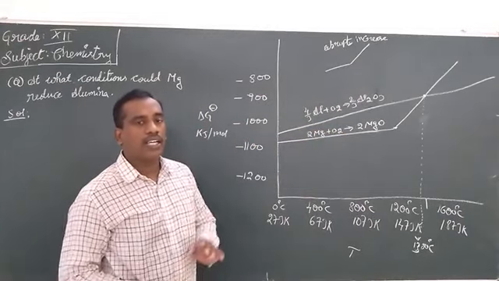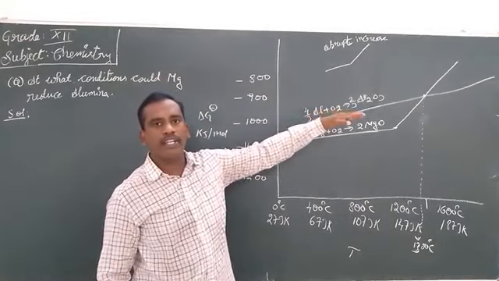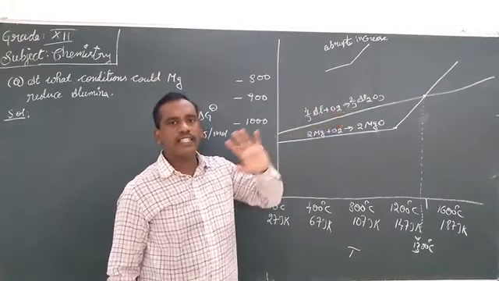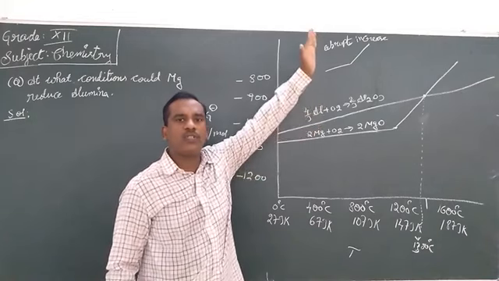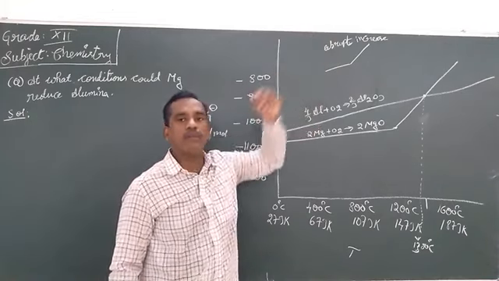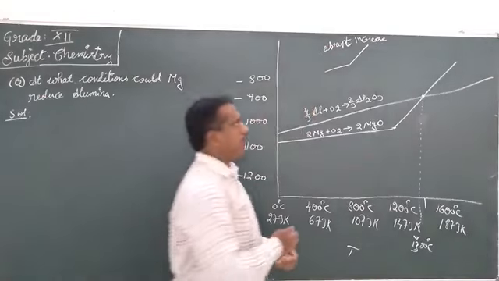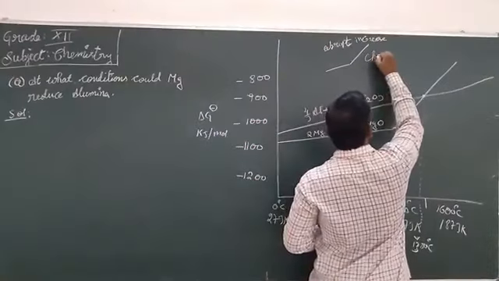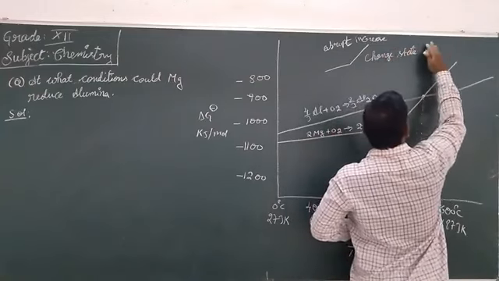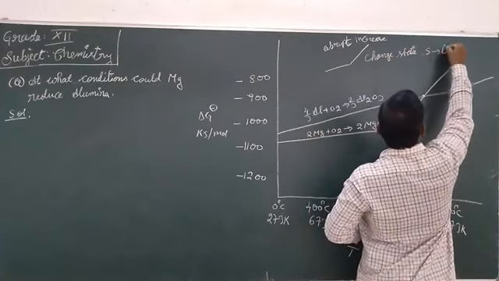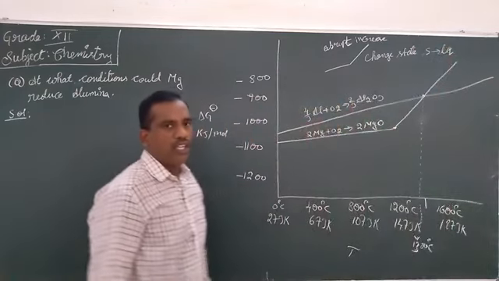I hope you got the two lines and what they are. A simple positive slope indicates that there is an increase in entropy. But when a positive slope suddenly increases further towards the positive, it is an abrupt increase in the entropy. That is, a change of state takes place: solid is converted into liquid.